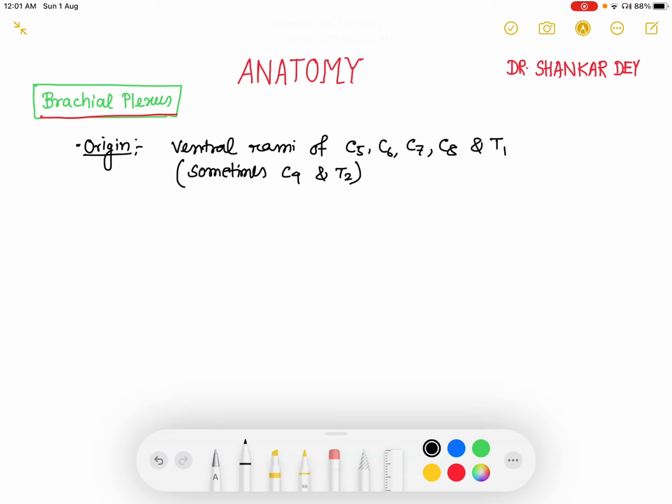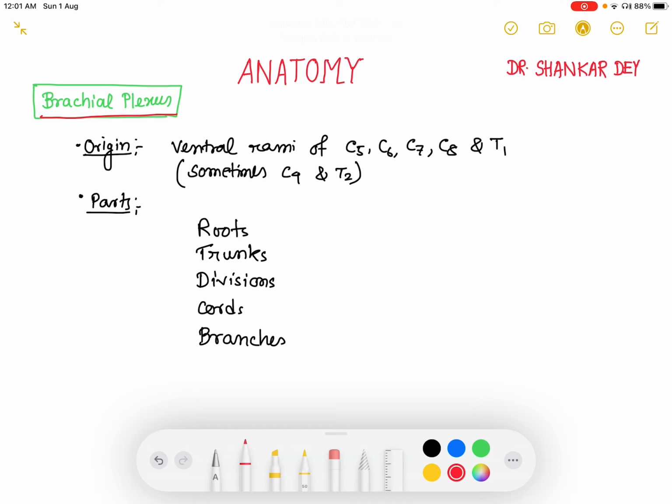Now, what are the parts of brachial plexus? There are five parts of brachial plexus. First of all, roots, then trunks, then divisions, then cords and branches. So the parts of brachial plexus are roots, trunks, divisions, cords and branches.